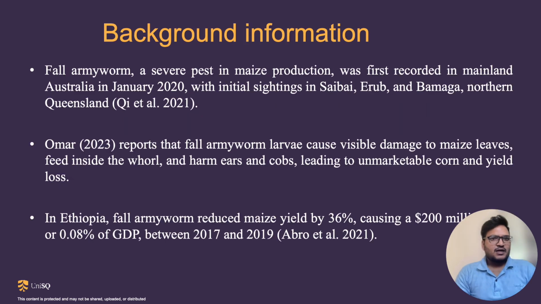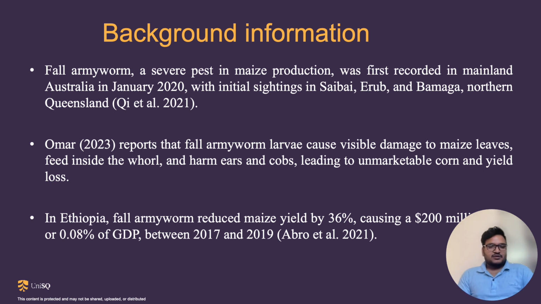Background information. Fall armyworm is a polyphagous pest. It is reported in several countries, and it is one of the most serious pests in maize production. It was first recorded in Australia in 2020. Due to its short life cycle and long-distance migration ability, it can spread very easily. They can migrate more than 100 kilometers per night.